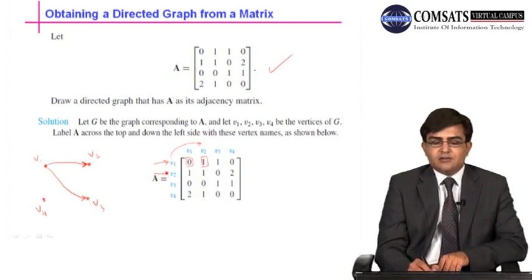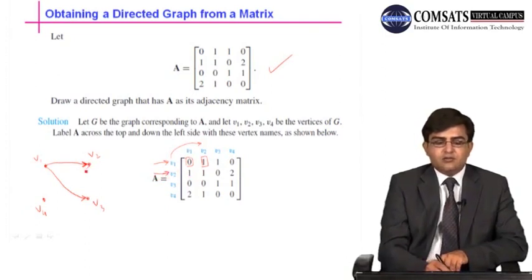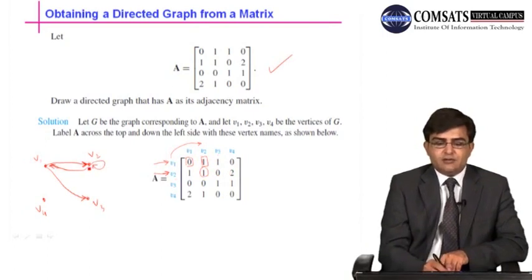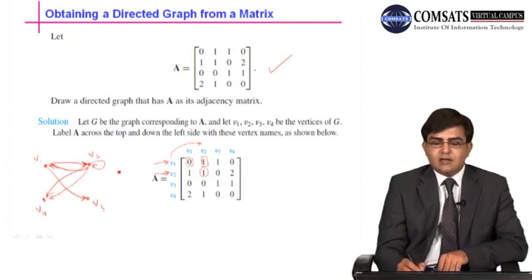Now we consider the second row. From v2 to v1 there is one arrow. So we construct here another arrow, this one. From v2 to v2 there is one arrow, so it must be a loop. We construct a loop here. From v2 to v3 there is no arrow. From v2 to v4 there are 2 arrows, so we draw 2 arrows from v2 to v4.